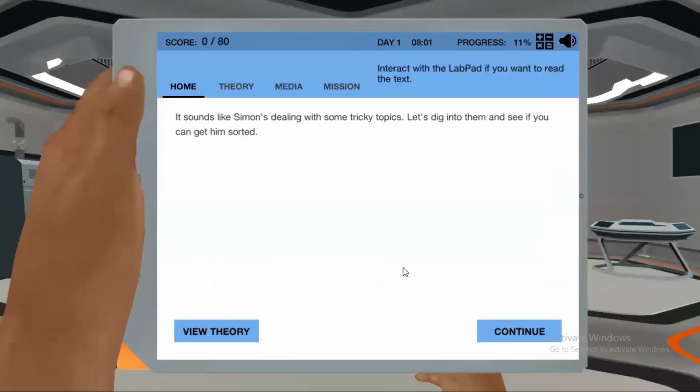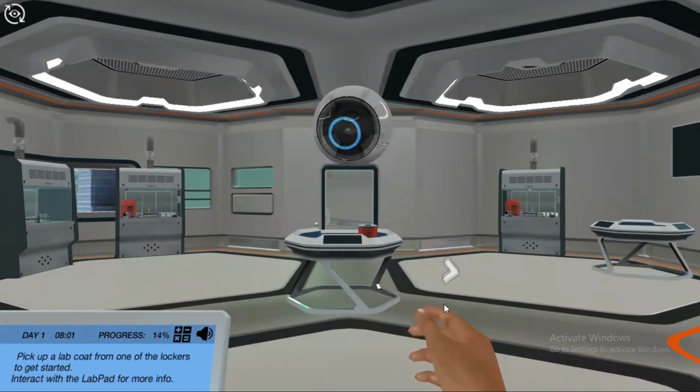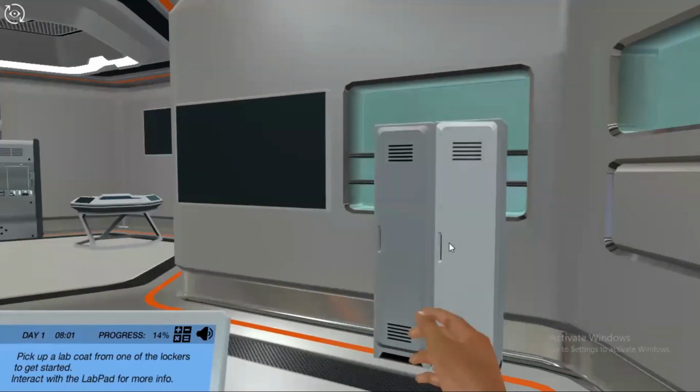It sounds like Simon's dealing with some tricky topics. Let's dig into them and see if you can get him sorted. Pick up a lab coat from one of the lockers to get started. Interact with the lab pad.